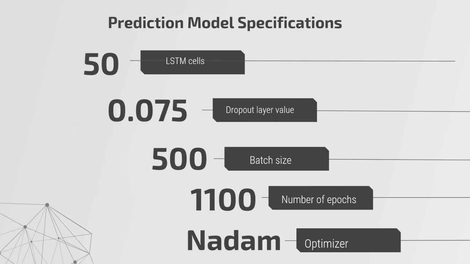Now you can see the specifications of our recurrent neural network model and how we have designed the model, and what are the various values of each of the features of the model that we have used. For example, we have used 50 LSTM cells. The dropout layer value was 0.075. We used a batch size of 500, and we trained the model for 1100 epochs. The optimizer that was used for creating this model was the Nadam optimizer, and we used the Keras library to build this model.